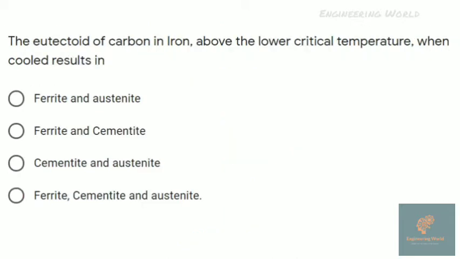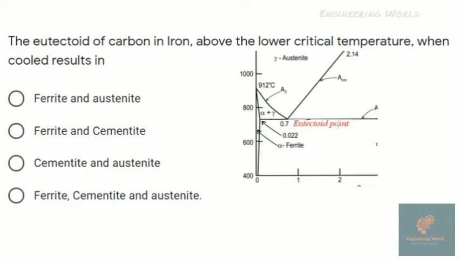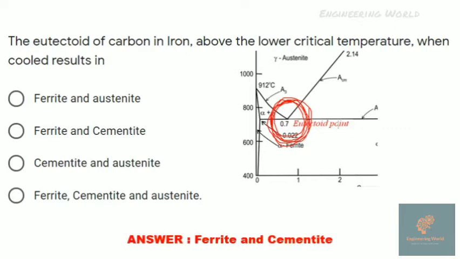Then the next question is, the eutectoid of carbon in iron above lower critical temperature when cooled results in. Here eutectoid is the point at which one solid converts to two solids. In the iron carbide diagram, austenite converts to ferrite and cementite, pearlite. So only ferrite and cementite are present. There is no austenite. Other options contain austenite, so you can eliminate those, and the correct option is ferrite and cementite.